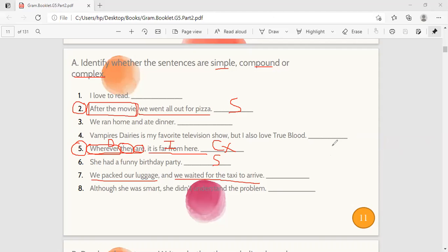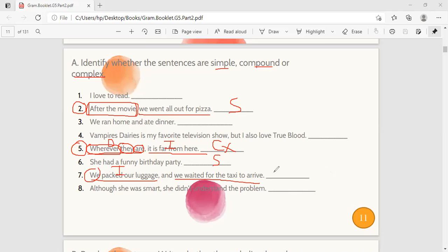Miss, please hurry up. Yes. Okay. What is the type of number 7? We packed our luggage and we waited for the taxi to arrive. Simple, compound, or complex? Complex. Is it complex? Do we have dependent and independent clauses together? We packed our luggage. We is a subject. Packed our luggage is a predicate, and I have a complete idea here. So this is the first independent clause.